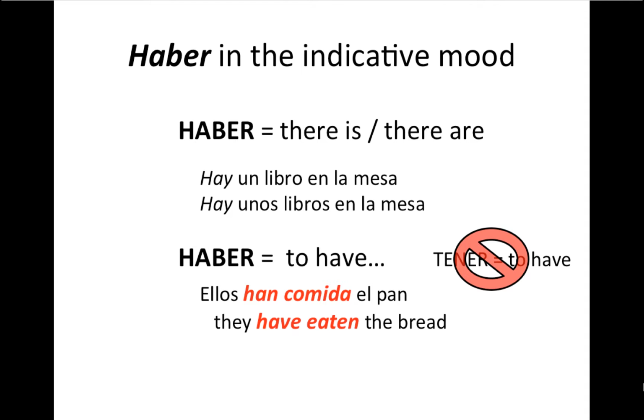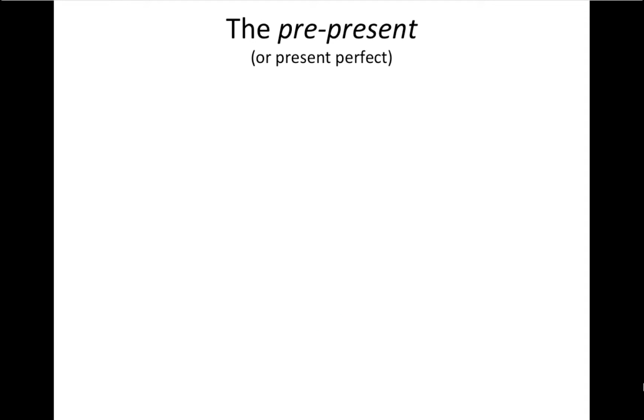The interesting thing about haber is its function. How does it function in relationship to other verbs? And we'll be looking at that as well. The pre-present or present perfect. In most books, it's called present perfect. In Spanish, it's known as antepresente, which means slightly before the present.